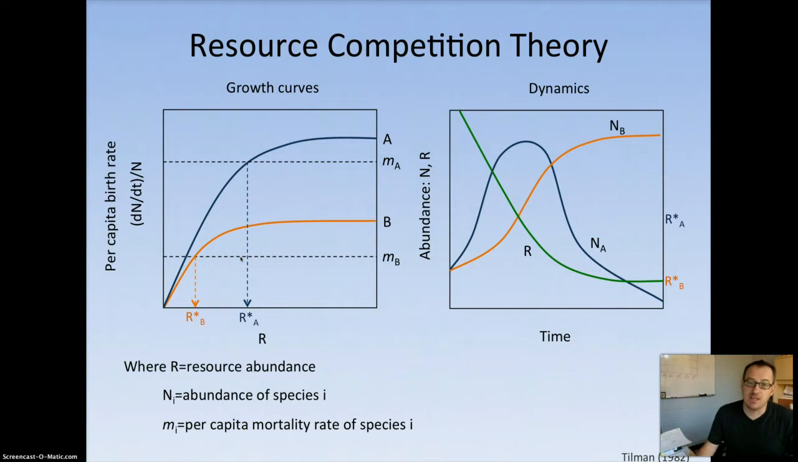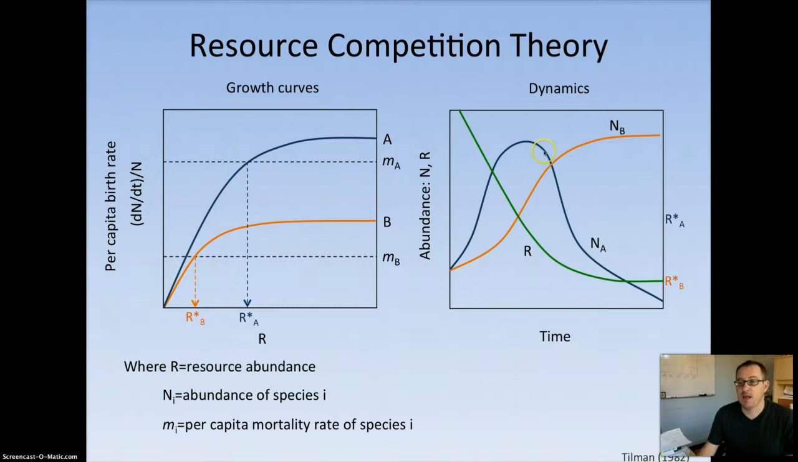That means that we're still going to see the resource level drop because the species that's consuming it is growing even larger. And we then enter a regime where the resource level is between R star A and R star B. At that point, species B is still growing with its per capita birth rate higher than its mortality rate. However, species A has a higher mortality rate than its per capita birth rate.